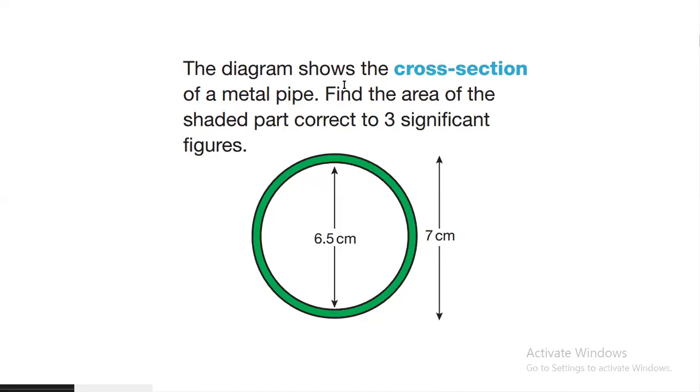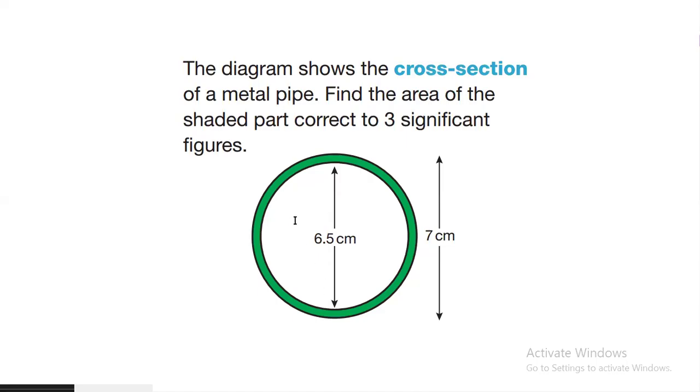Okay, for this question, the diagram shows the cross section of a metal pipe. Find the area of the shaded part correct to three significant figures. So we need to find the area of the shaded part, which is the green one. Basically, the 7 is the diameter of the big circle, and the 6.5 is the diameter of the small circle.